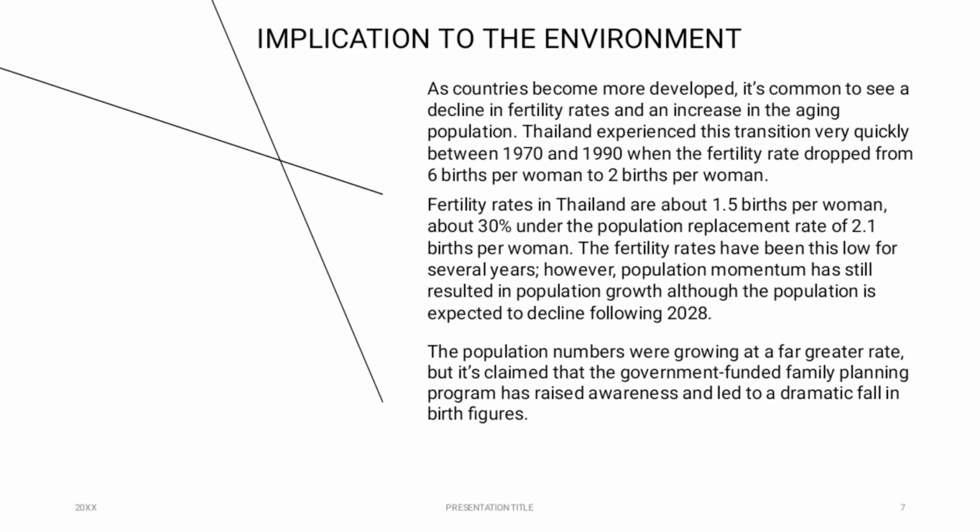As countries become more developed, it's common to see a decline in fertility rates and an increase in the aging population. Thailand experienced this transition very quickly between 1970 and 1990, when the fertility rate dropped from 6 births per woman to 2 births per woman. Fertility rates in Thailand are about 1.5 births per woman, about 30% under the population replacement rate of 2.1 births per woman. The fertility rates have been this low for several years.